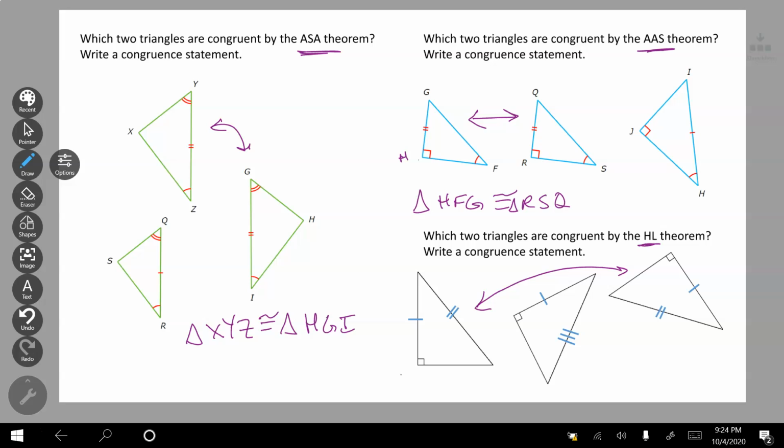And I'm going to call them A, B, C, and then X, Y, Z. So I have triangle ABC is congruent to triangle... A is a right angle, so that has to be angle Y. B is between the 1 and 2 ticks, so that's Z, X. So this is how we write our congruence statement for everything that we do.